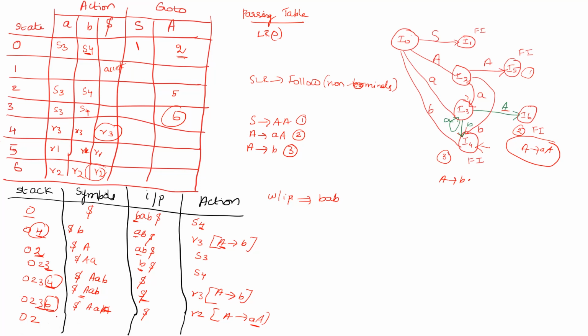We have 0 2, and now we have to check 2 on capital A. What is 2 on capital A? That is 5. So you please add 5 here. Since here we have reduction, instead of this AA, this has been replaced with capital A. So we have dollar AA, so here it is dollar, based on this particular production.